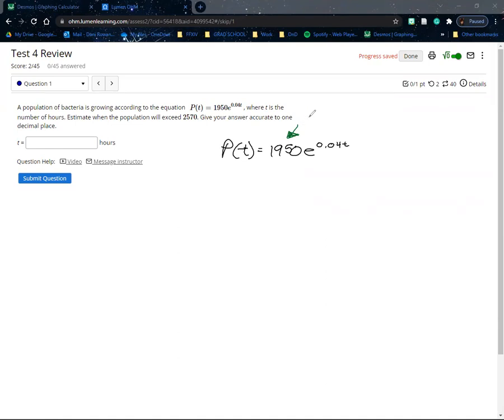Again, I'm checking the chat, so if you want to throw your answer in chat, you can private message me too. I am paying attention. Where do you think they got that 1950 from? Yeah, absolutely. This is the population, or more precisely, it's the initial population. So this is how much they started with at t equals 0.